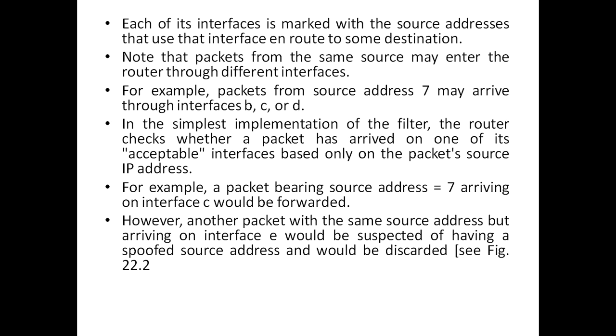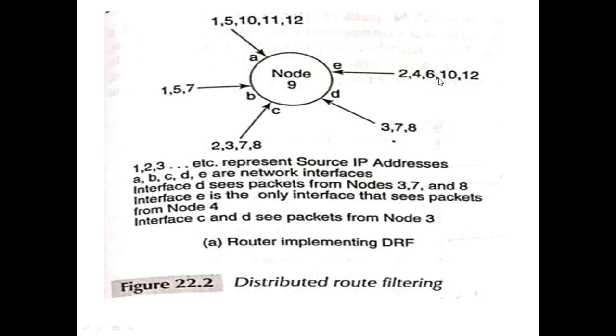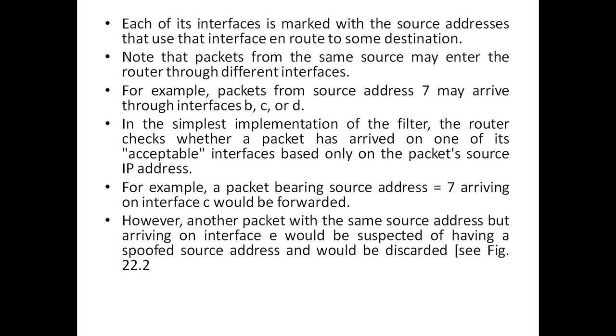In the simplest implementation of the filter, the router checks whether a packet has arrived on one of its acceptable interfaces based only on the packet source IP address. For example, a packet bearing the source address 7 arriving on interface C would be forwarded. However, another packet with the same source address arriving on interface E would not be accepted, because interface E does not allow receiving packets from source IP address 7.